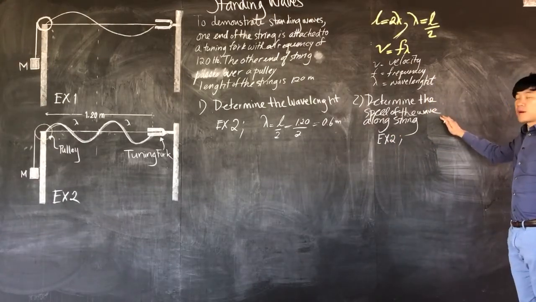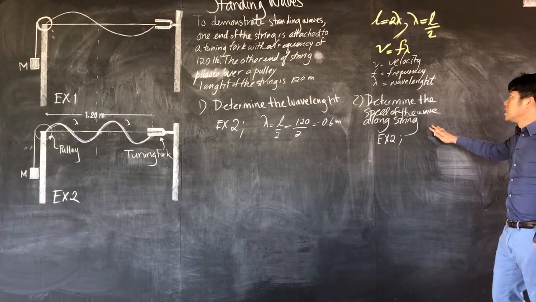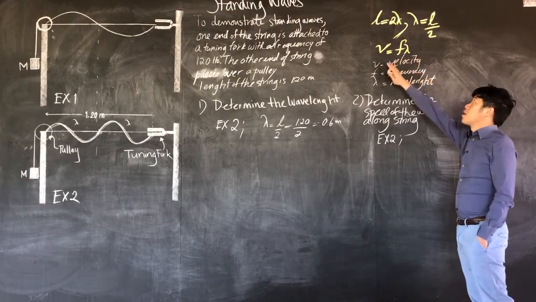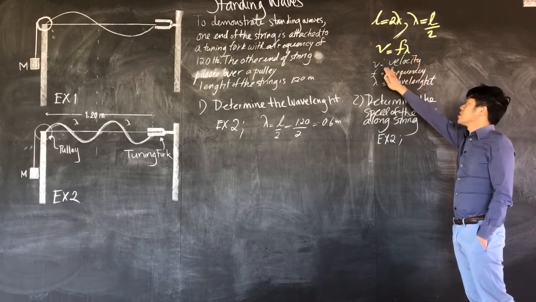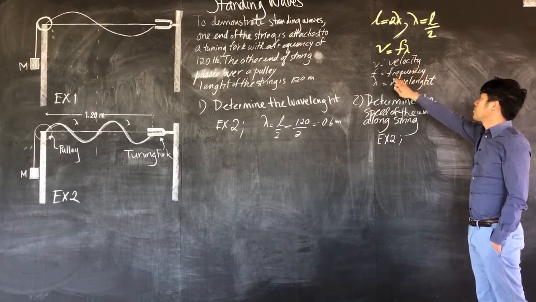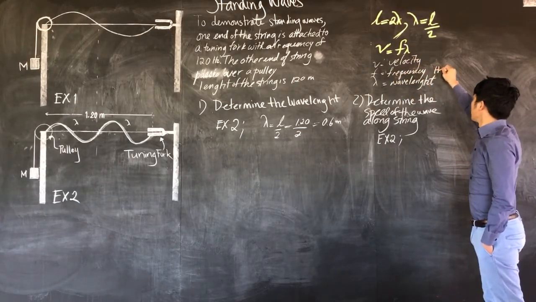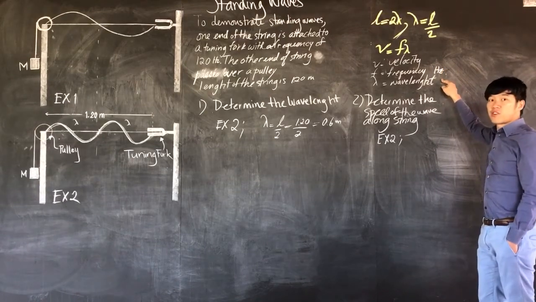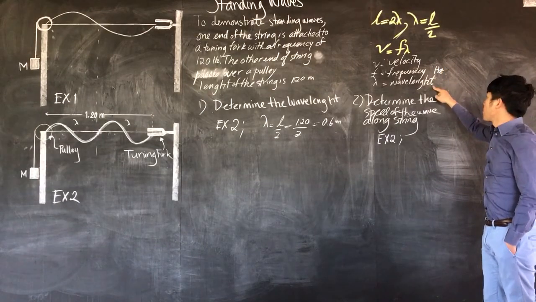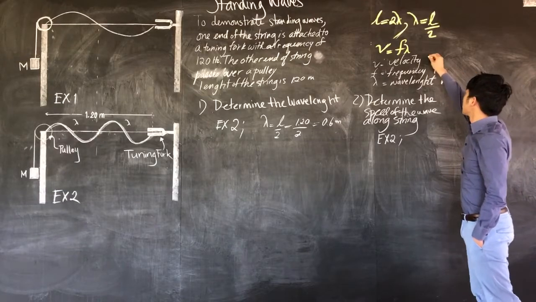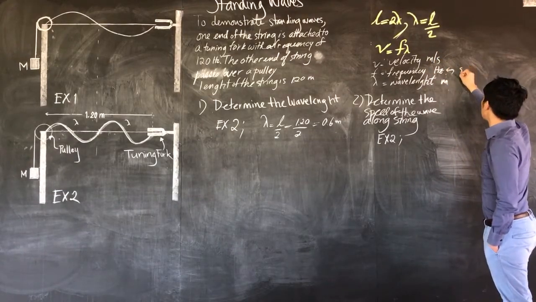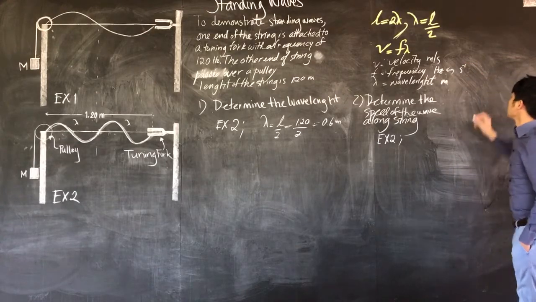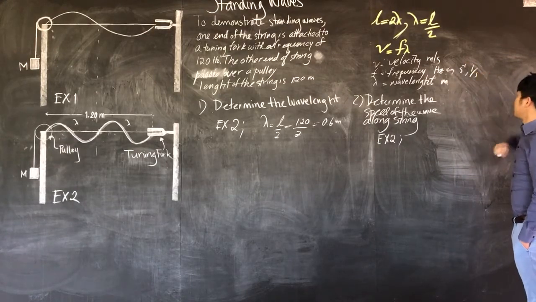Now I'm going to talk about experiment 2 again. Determine the speed of the wave along the string. We come back to this term: velocity is equal to frequency times wavelength. These are the terms. Velocity, frequency. Frequency has the unit called hertz, or 1/second. Wavelength is in meters. Velocity is in meters per second.